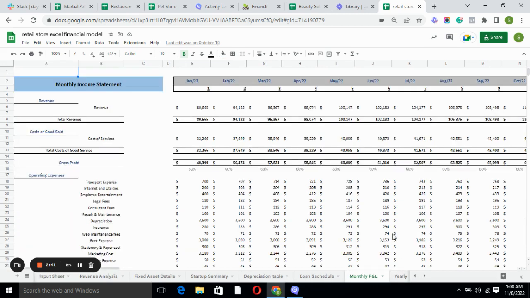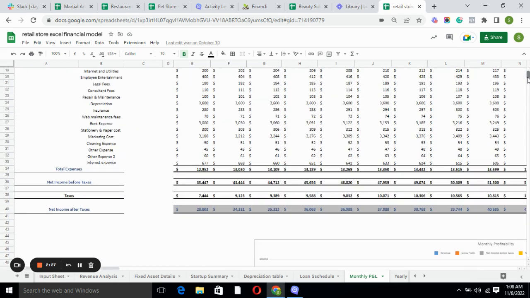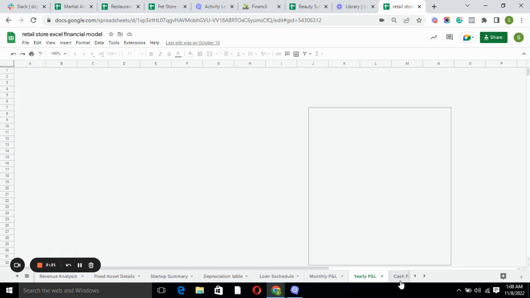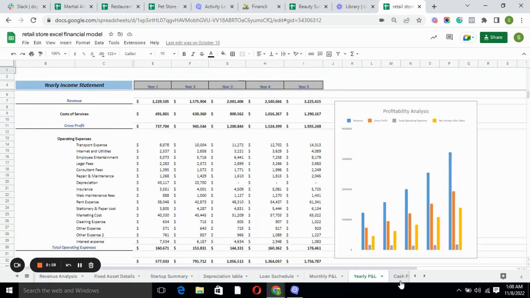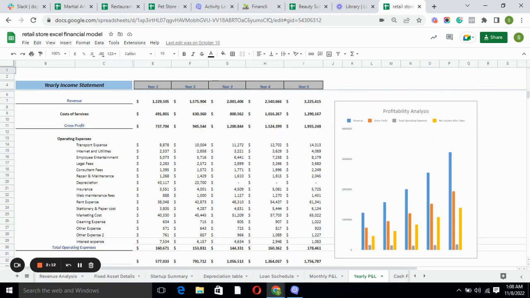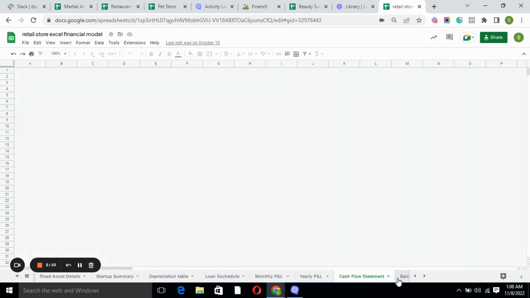Moving forward to the monthly P&L. Monthly P&L basically tells you the revenue, cost of goods sold, total cost of goods sold, gross profit, operating expenses, which we have included in the input. Here we have done the calculations and total expenses, net income before taxes, after taxes on the monthly basis. In yearly P&L, we do the calculations for revenue, gross profit, operating expenses, total operating expenses, net income before taxes and after taxes on the yearly basis.